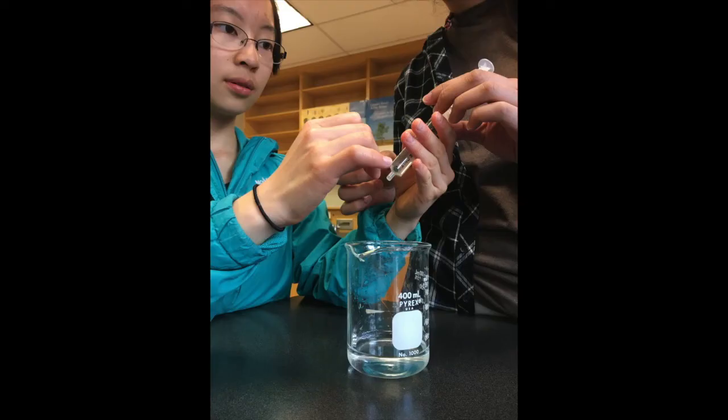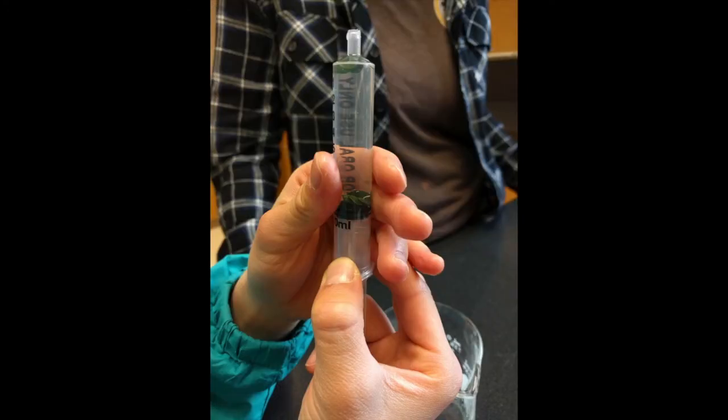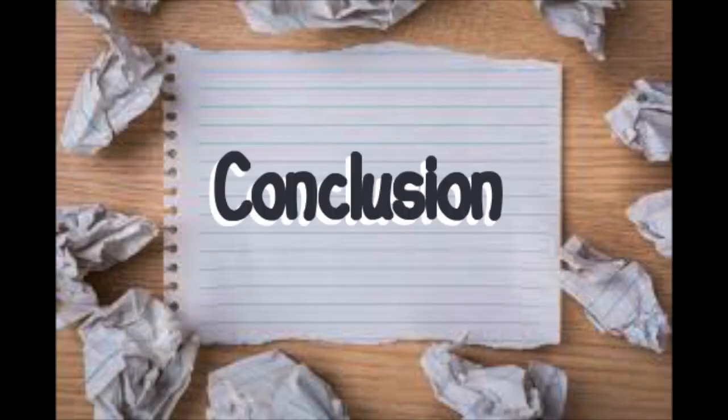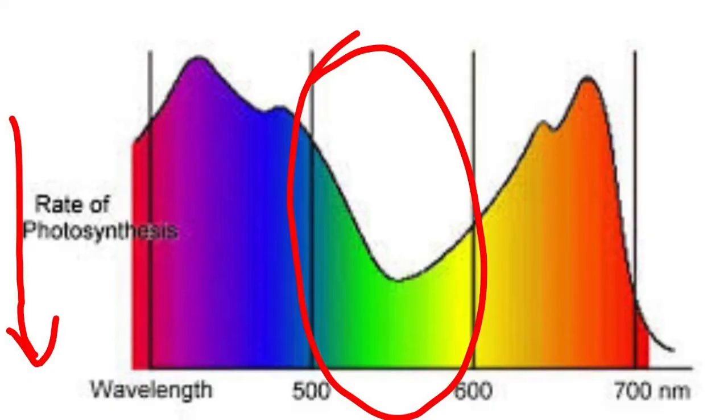One was better at sucking the air out of the spinach discs than the other, which meant the other syringe took more time, and those discs spent more time in white light. Overall, this lab has taught me 2 very important lessons. One, that photosynthesis occurs at a slower rate when the light wavelength is between 560 to 520 nanometer range.